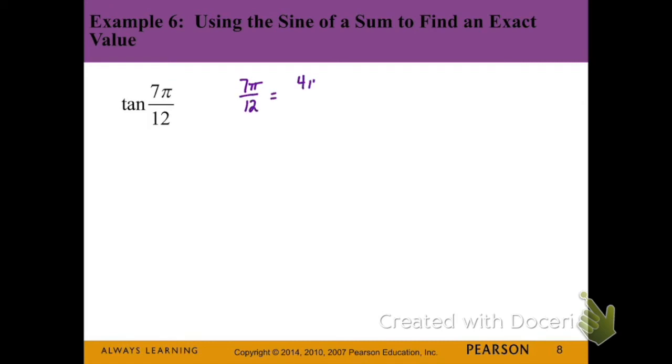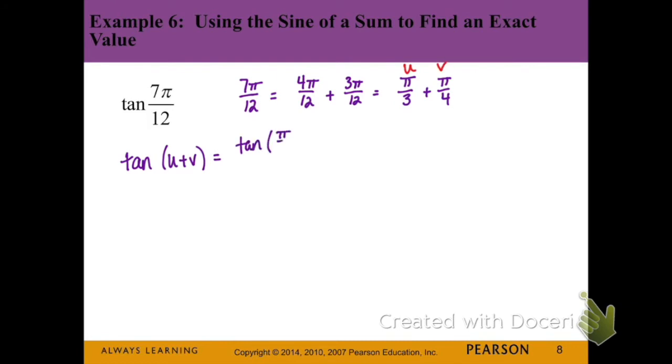I'm going to use 7 pi over 12 is equal to pi over 3 plus pi over 4. So since I've got 2 things that add up to 7 pi over 12, I'm going to use the tangent sum formula. Plugging in my u and my v values.